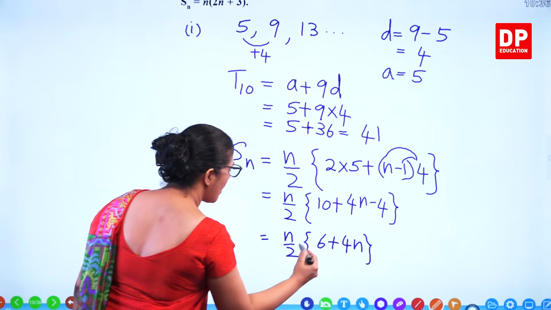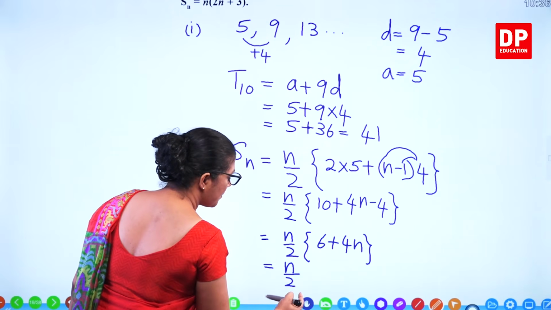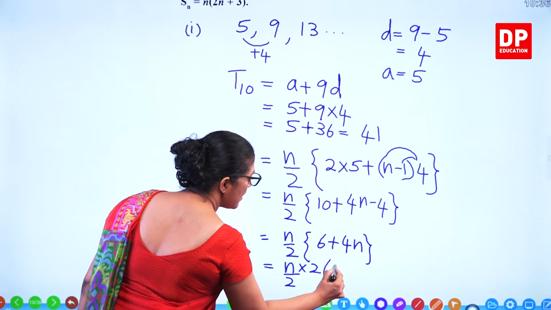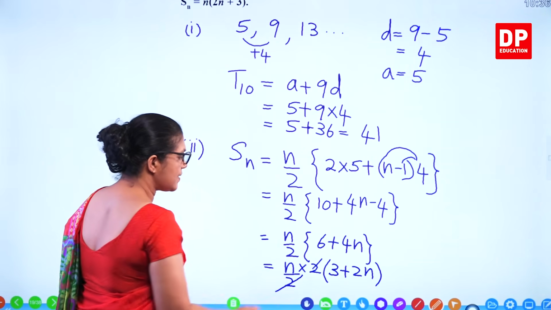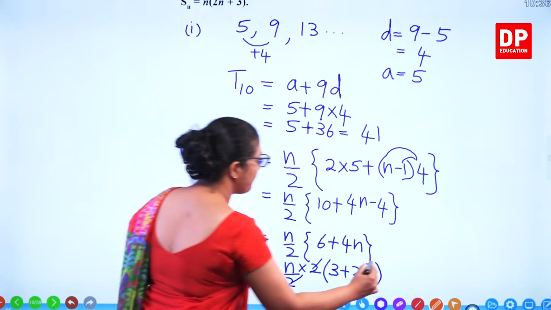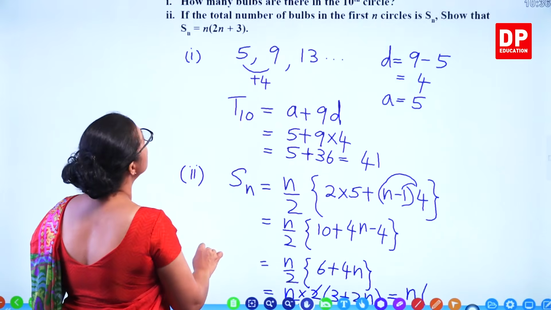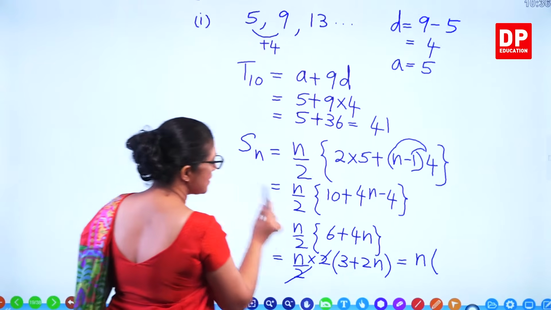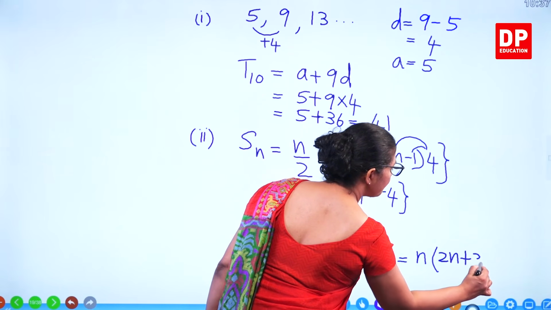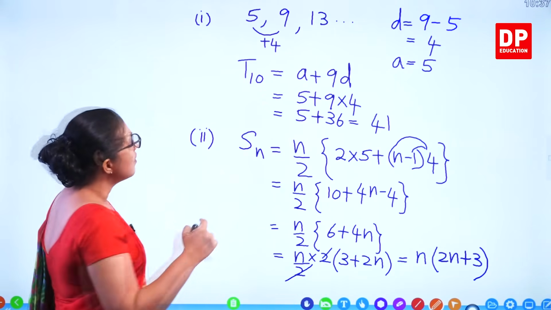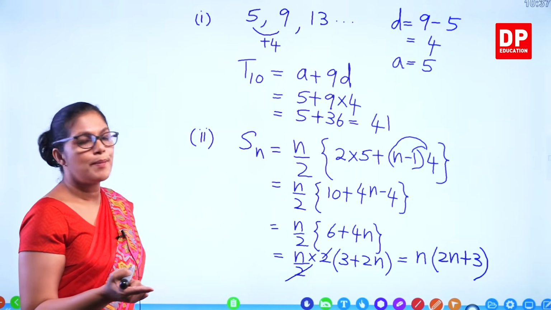I can take 2 out from these two terms. So what is remaining? Then this becomes 3 plus 2n. Now 2 gets cancelled out. So what's remaining? n into 3 plus 2n, 2n plus 3. So that's the Sn. 2n plus 3, so that's what they need. The total number of bulbs in n circles is n into 2n plus 3.